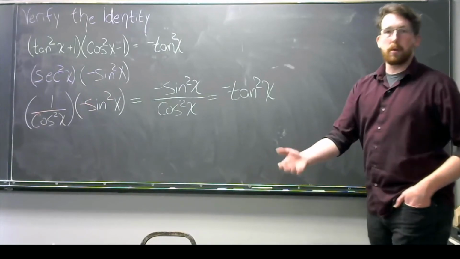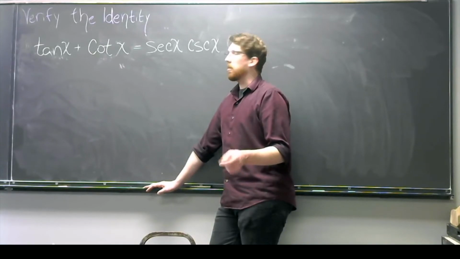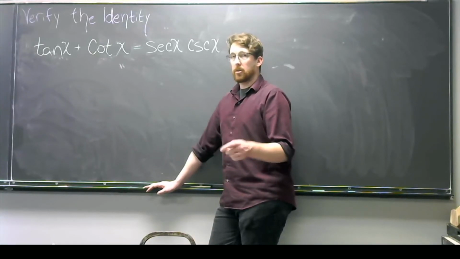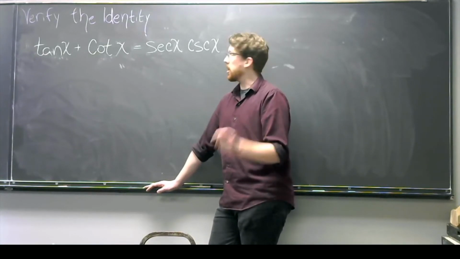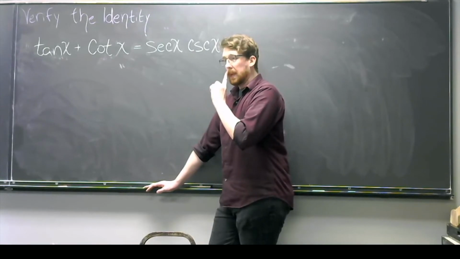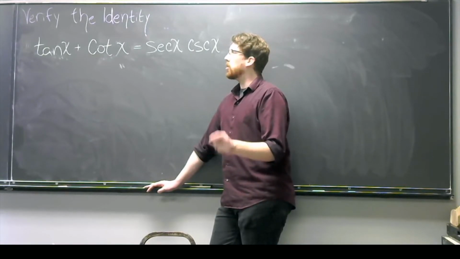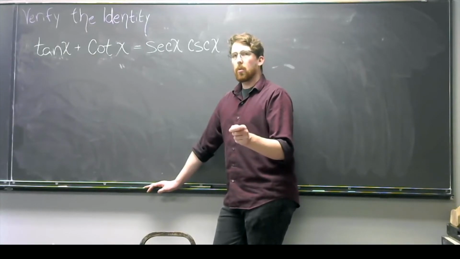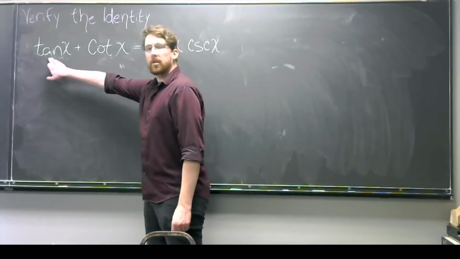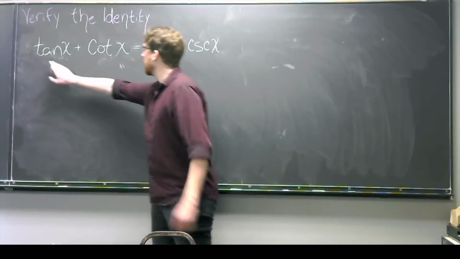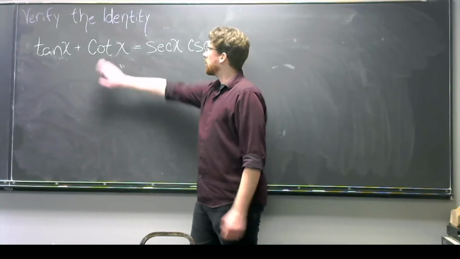Let's look at the next problem. Now here's a decent example of when it might not be clear which route to go. Both sides look equally complicated, right? So in this case, why don't we instead start by breaking up the terms that we have. We know tangent is equal to sine over cosine, and we know cotangent is equal to cosine over sine. So let's start there.